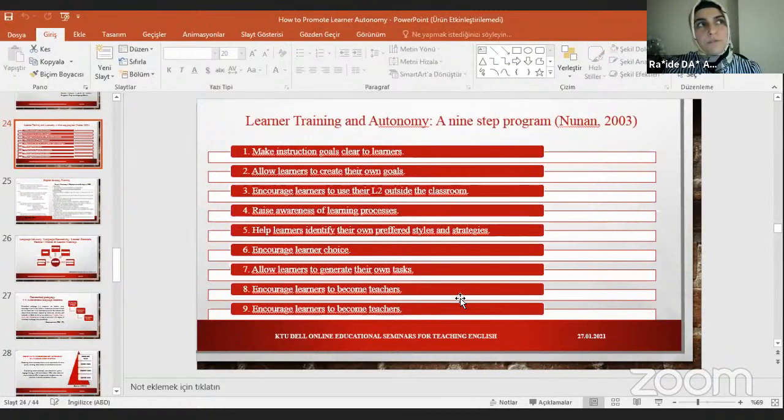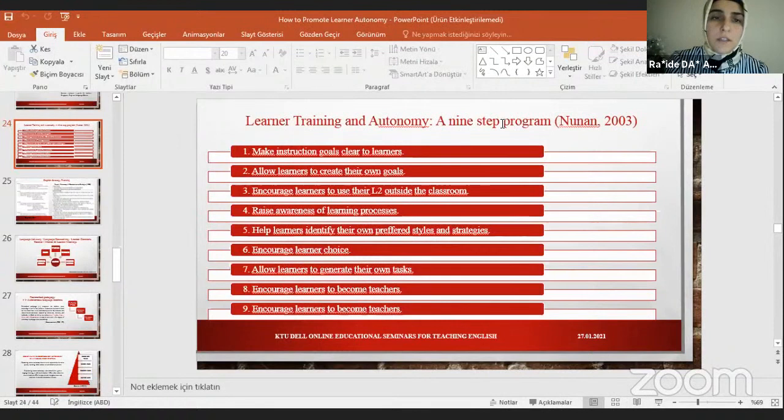It might be suitable for all levels, I guess. But yes, just take a step, okay? You should encourage your learners to become researchers. So that means you should encourage your learners to find out some kind of knowledge on their own. So with the help of technology, again, it is easier in this kind of era of technology.